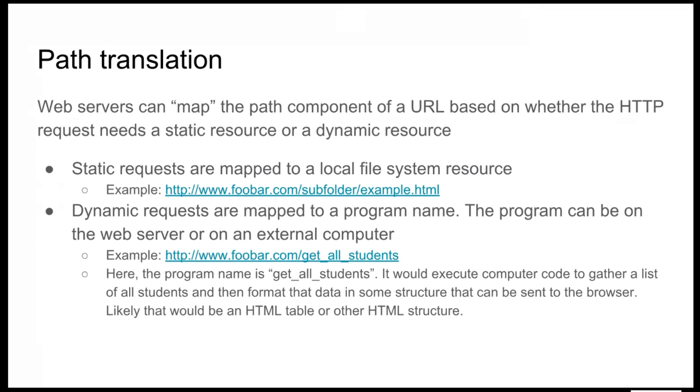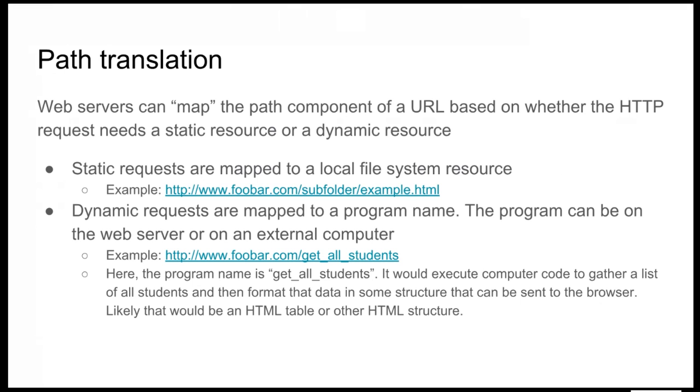Dynamic requests, though, are mapped to a program name. I've already touched on this a little. Here's where you get a bit more detail. The program that's referenced can be on the web server computer itself, or it can be on an external computer. Either way, you're going to point to a computer program or a part of a program, and that program is going to do work. The output of that work, the result of the work, is a resource that can be shipped back to the browser.